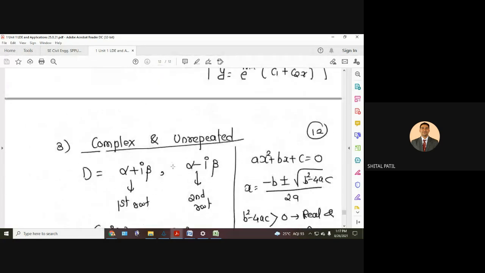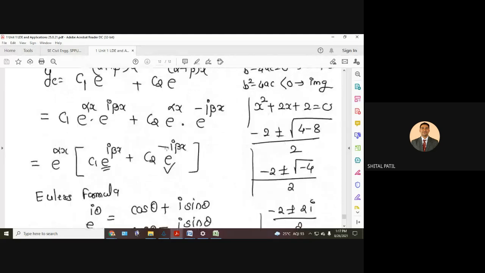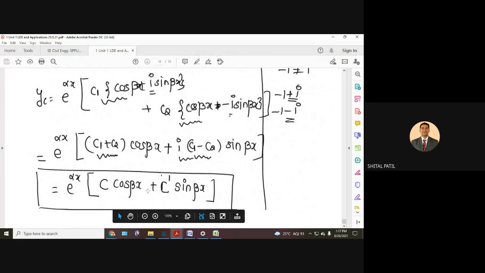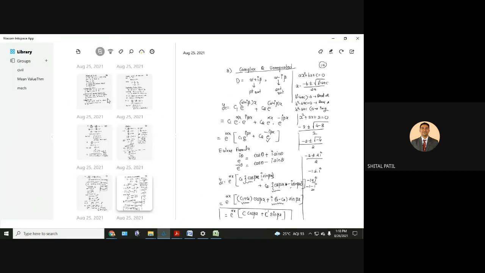If complex and unrepeated roots are there, we understood what the procedure is, and the solution is c1 cos of beta x plus c2 sin of beta x, okay, e raised to alpha x. Okay, let me continue now. 1 minute only, huh? First what we'll do now, we'll write all the formulas together and we want to develop one more formula.